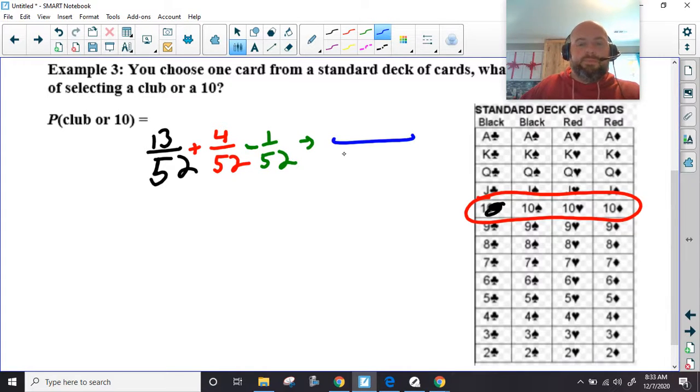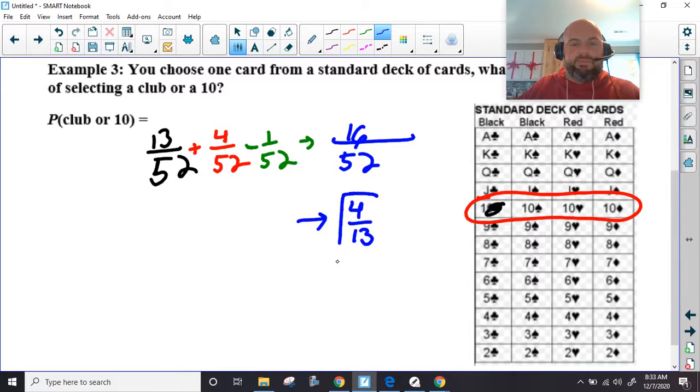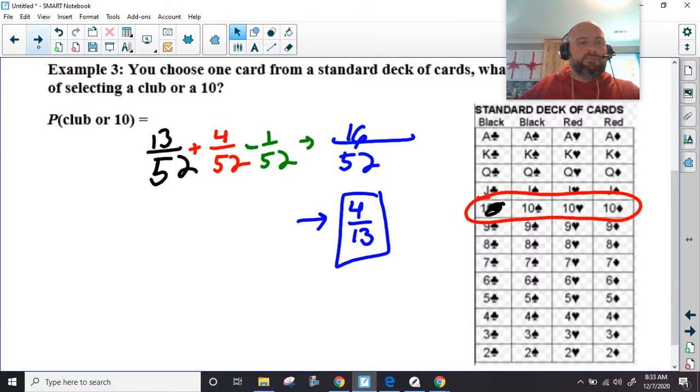So this is 17. This is going to be 16, which is going to reduce down to, got to find where I hid my calculator up here. I'm working from the kitchen. This is 4 over 13. I love the visual. Visual actually helps.